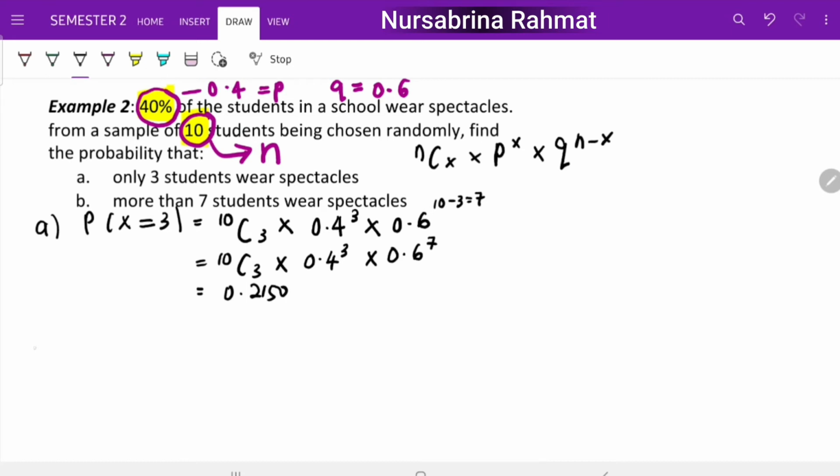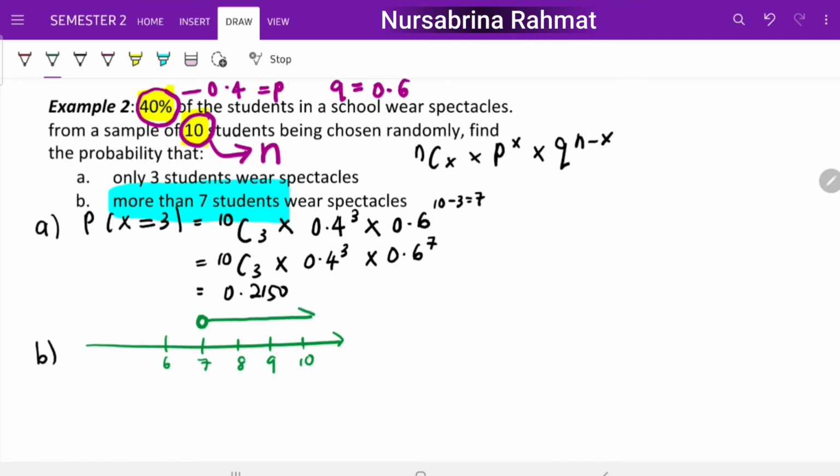Okay, what about B? More than 7 students wear spectacles. So if you draw a number line, the highest number is 10. So let's say we start with 6, 7, 8, 9, 10. So it's more than 7, starting from 7, greater than 7. So it's to the right, so the arrow will be to the right up to 10.